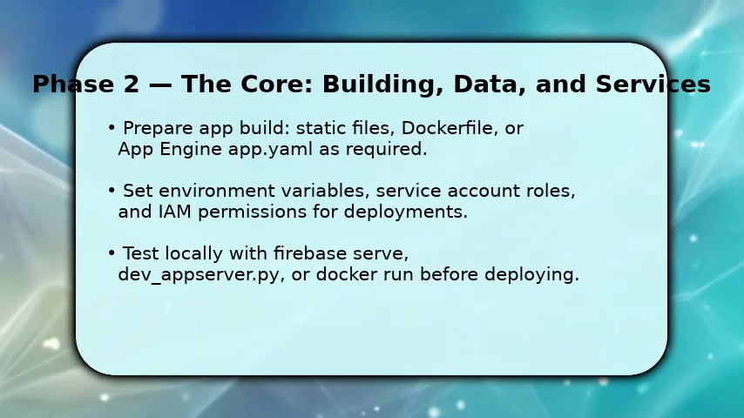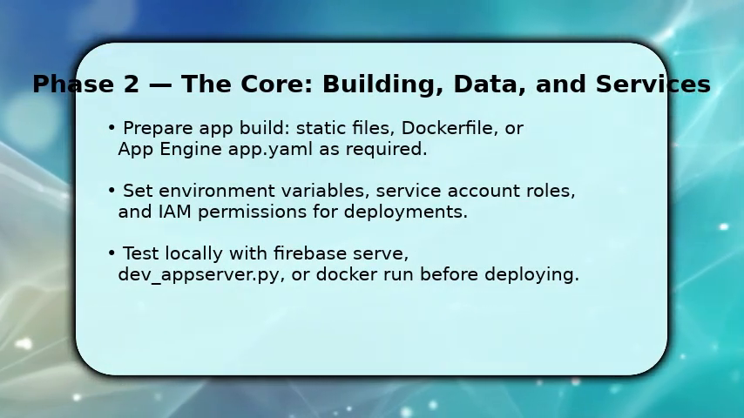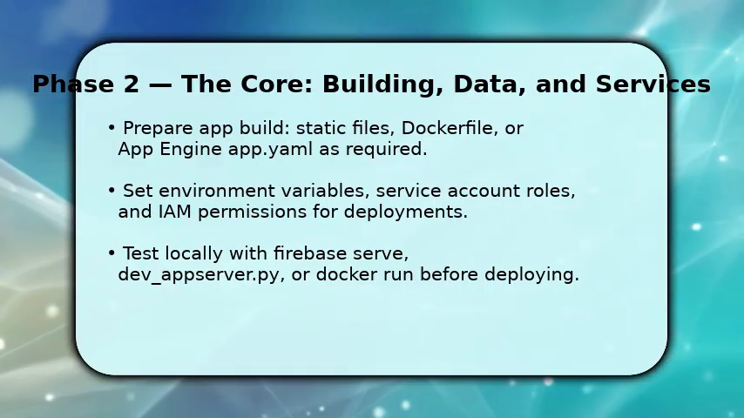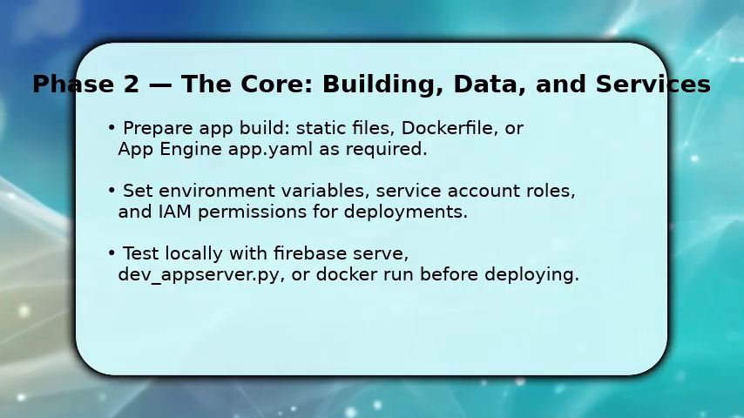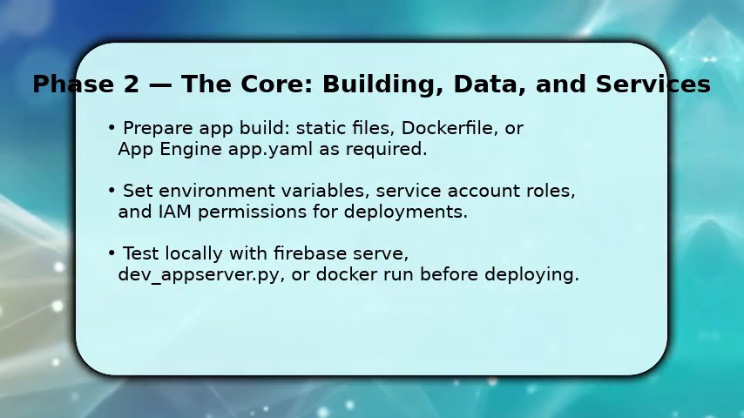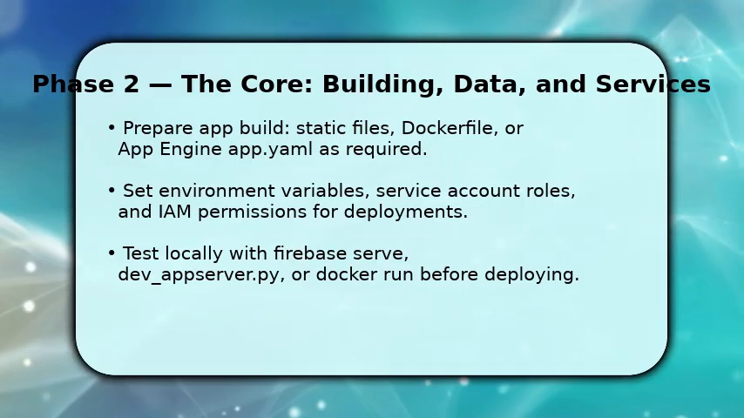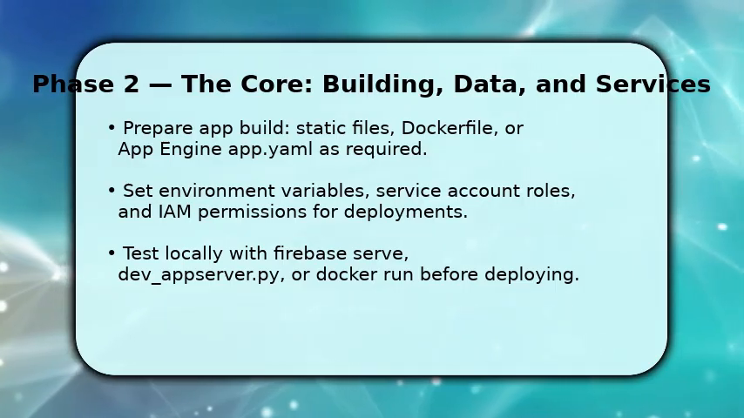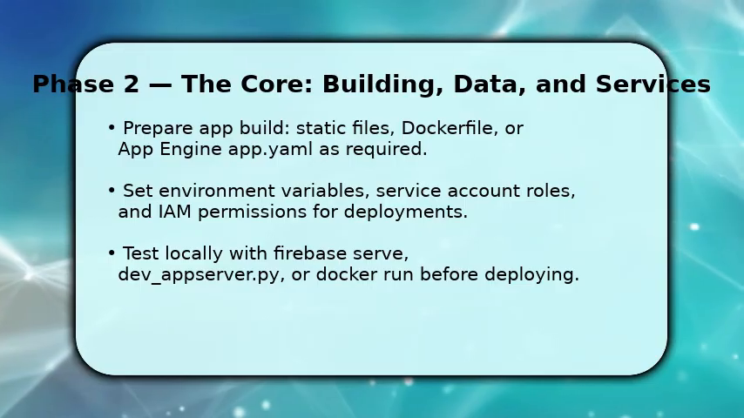You now build and configure the app for the chosen hosting path. For Firebase, run npm run build and confirm the public directory. For App Engine, create app.yaml with runtime. For Cloud Run, craft a Dockerfile and build the image with gcloud builds submit.